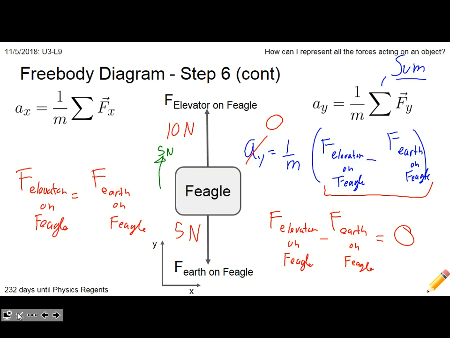Because let's say, okay, sure, maybe the Earth is pulling down with 5 newtons and the elevator is pushing it with 10, but maybe I tied a little rope to Fiegel, and Fiegel is holding onto the rope, and I'm pulling down with 5 newtons. What would be the sum now? 10, 5, and 5, that would be 0, right? So that's why we want to think of it as this net force. We have to do all of the forces that are going on.